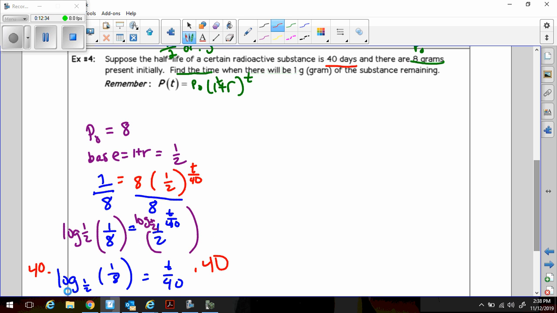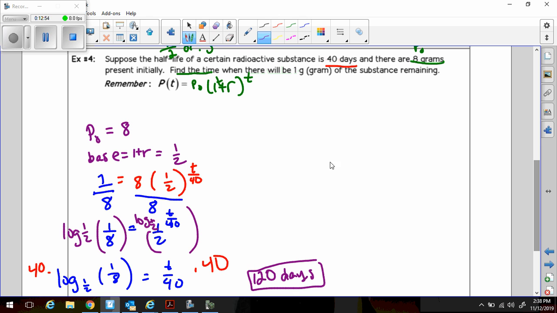Make sure the 40 is first, and then you multiply it by the log. That's not part of this expression right here. It's very different. So when you get your answer, you're going to get something like maybe 120. Remember, we're in days. So my answer is going to be 120 days, after 120 days.